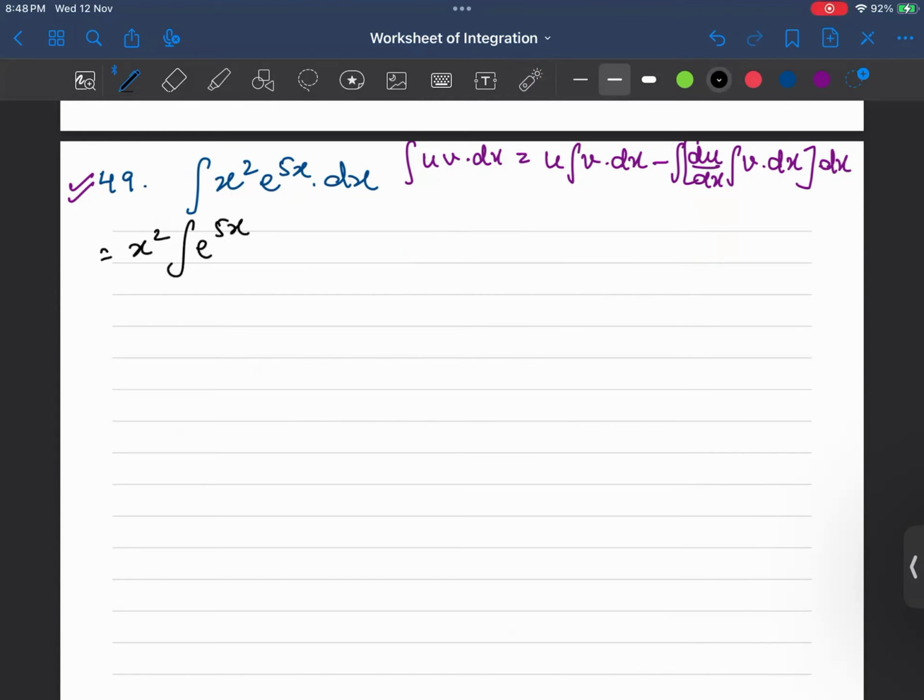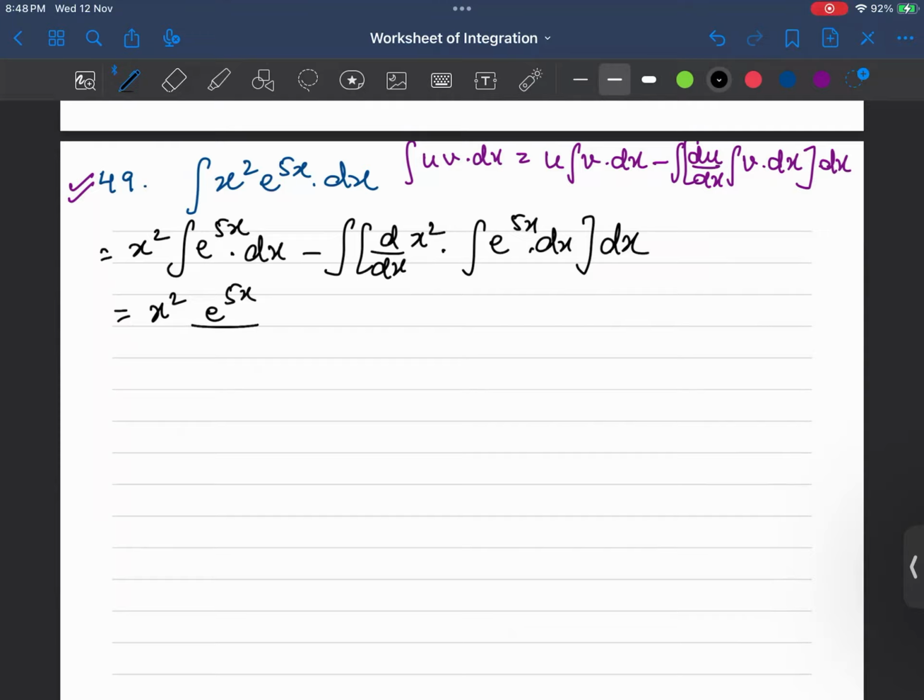e power 5x dx minus, keeping integration of dy by dx of the first function, then multiplying by the integration of the second function, dx, closing it, whole dx. It would be x square e power 5x upon 5. If you remember, we have done this at the time of substitution. Whatever is multiplying with the x, it would come in division. Then minus integration, x square, it would be 2x. Again, the same, e power 5x divided by 5, whole dx.